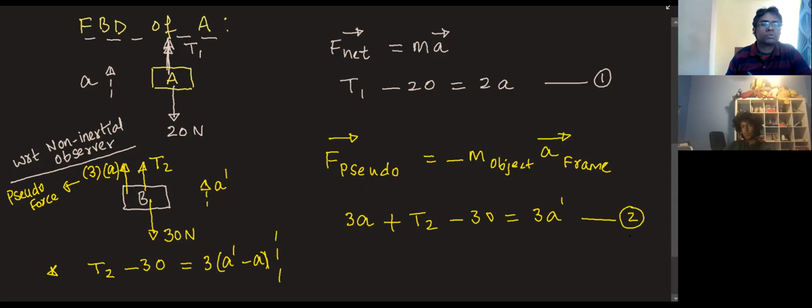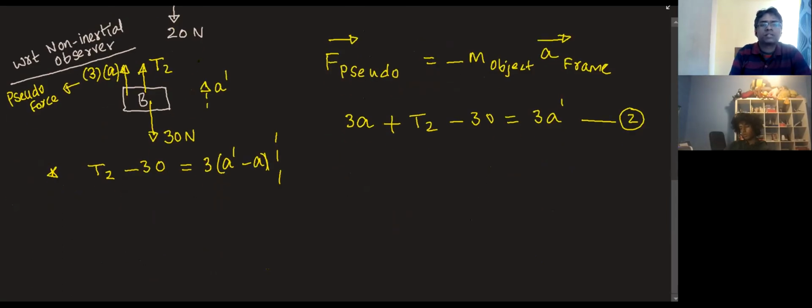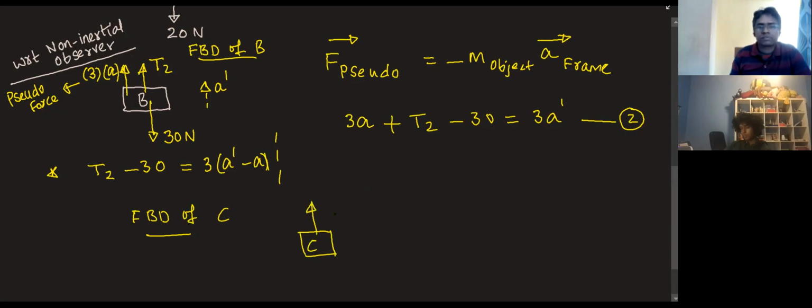Now we'll have to go to the free body diagram. We're done with the free body diagram of B. Now we'll have to look at the free body diagram of C. Abhiram, can you complete the free body diagram of C? What forces are acting on C? The tension force and the gravitational force are acting on C. The tension force is acting in the upward direction. The gravitational force is 50 newtons in the downward direction.